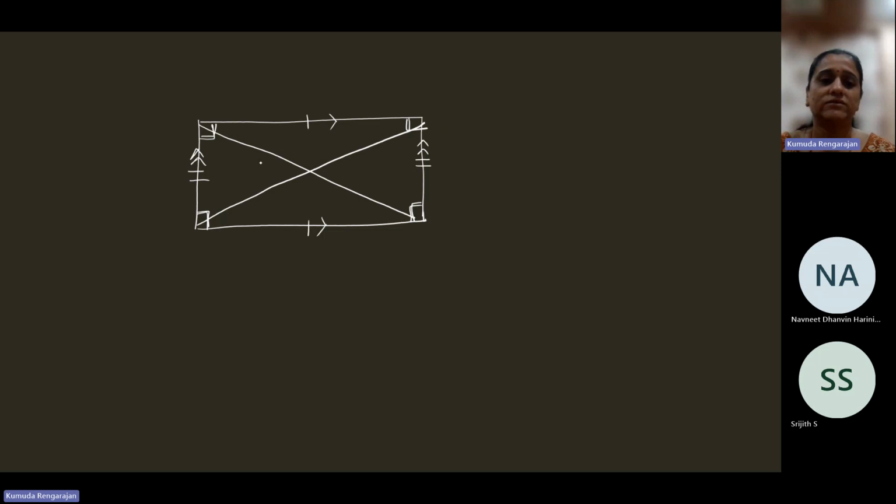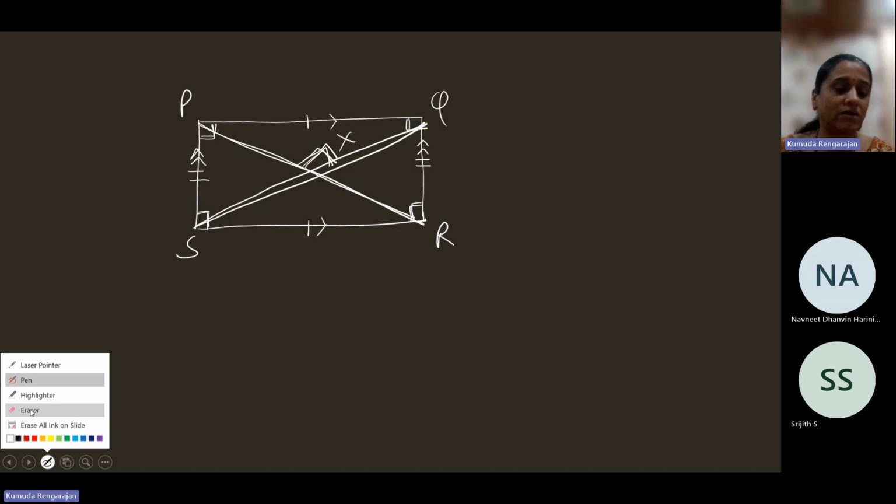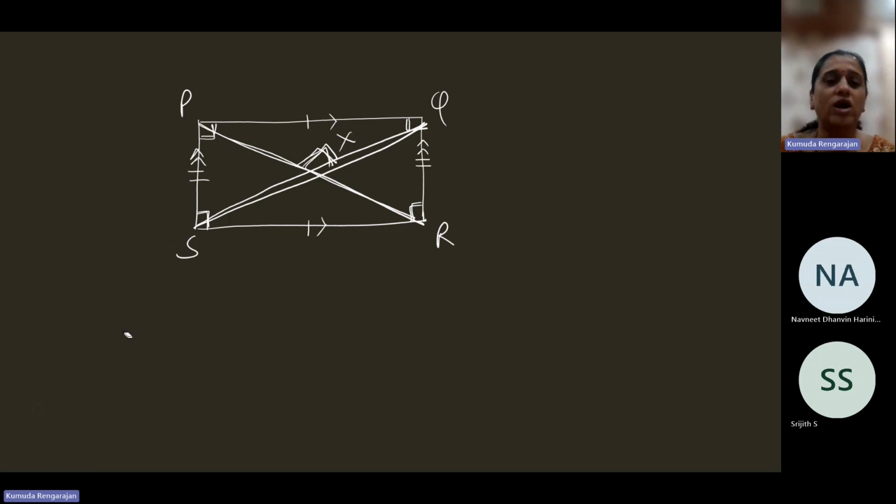Diagonals are equal. If you call it PQRS, PR is equal to QS. The diagonals are equal, but they don't make 90 degrees here. They bisect each other, but not at right angles. Right angles meaning 90 degrees.